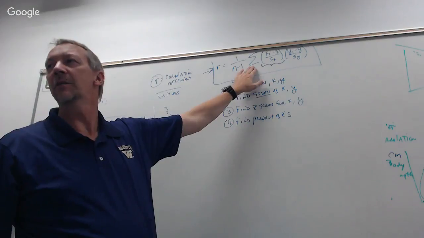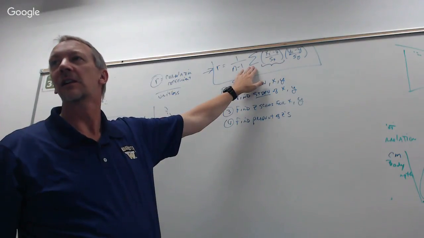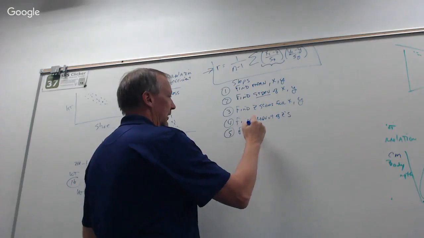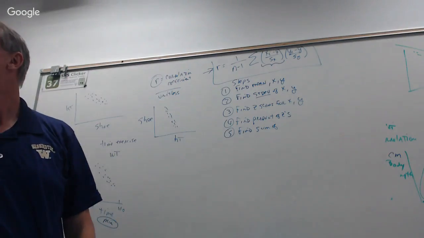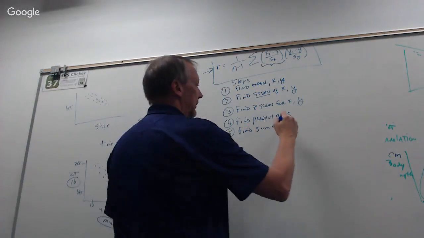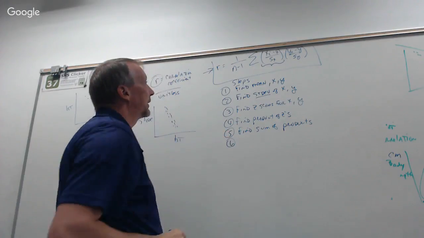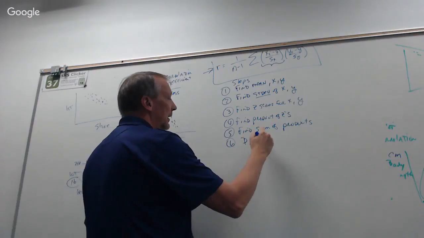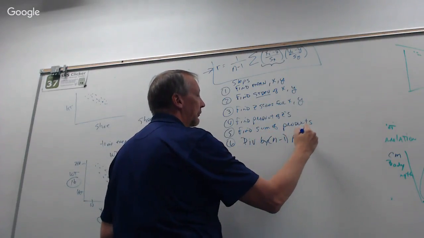This is all order of operations. What's this telling me to do? Add them up. Find the sum of, what am I finding the sum of? The products. Number 6, divide by n minus 1 pairs.